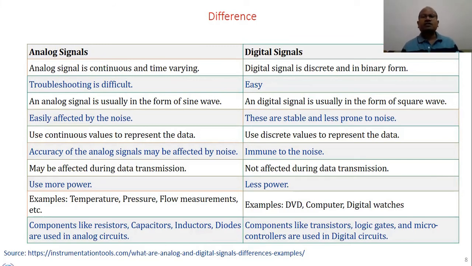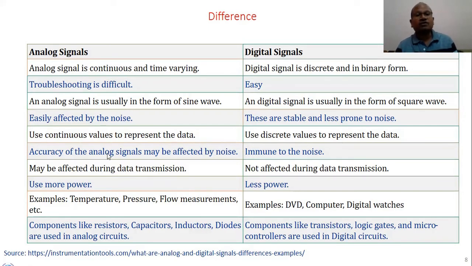Square wave means it represents pulses, high and low pulses, respectively for ones and zeros. The analog signal is easily affected by noise, prone to noise, whereas digital signals are stable and very less prone, or rather immune to noise signals. Analog signal uses continuous values to represent the data, and it uses discrete values to represent the data in a digital signal.